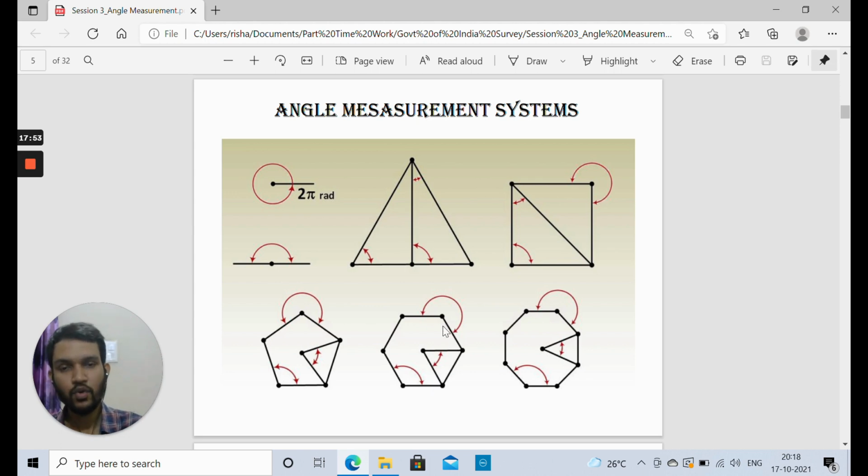And if you know this, then the outer angle you can easily get. The inner angle is 120, so 360 minus 120 will be equal to 240 degree.